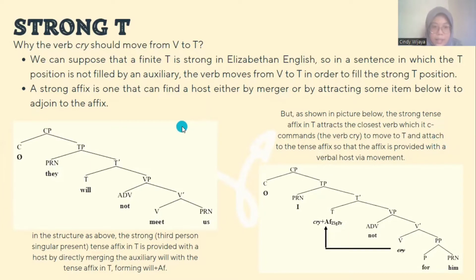Here in the structure in this picture, the strong third-person singular present tense affix in T is provided with a host by directly merging the auxiliary will with the tense affix in T, forming will plus AF. But as shown in the picture below, the strong tense affix in T attracts the closest verb which it c-commands, the verb cry, to move to T and attach to the tense affix, so that the affix is provided with a verbal host via movement.